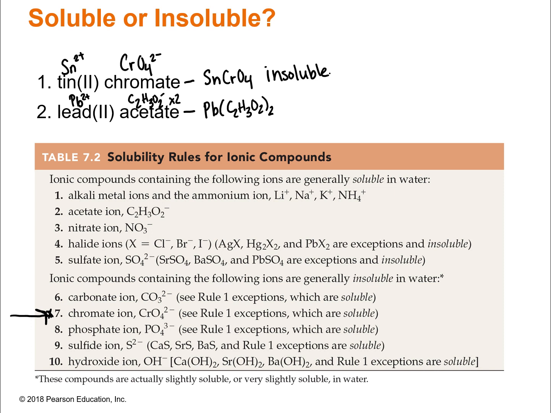Does everybody follow that? I found the rule for chromate. Generally, they're insoluble, and the exceptions are the group 1 metals and ammonium. Since I don't have a group 1 metal or ammonium, I'm going to guess that it's insoluble. What about the second one? Lead 2 acetate. Do you think that's going to be soluble or insoluble?